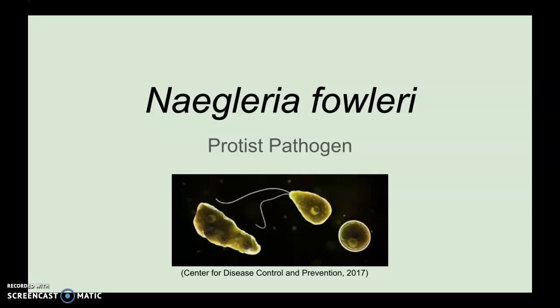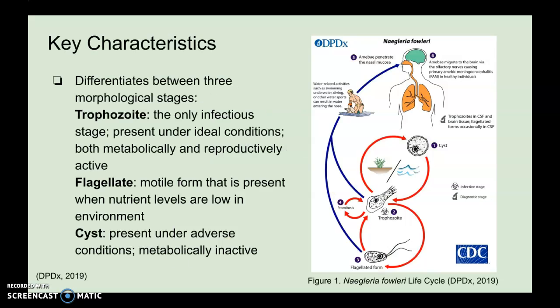This presentation is on Naegleria fowleri, and this is a protist pathogen. One of the key characteristics to note is that it can differentiate between three morphologically distinct stages. The trophozoite stage is the infectious stage. It is present under ideal conditions, and it is both metabolically and reproductively active.